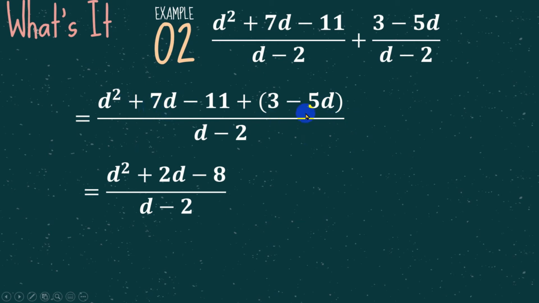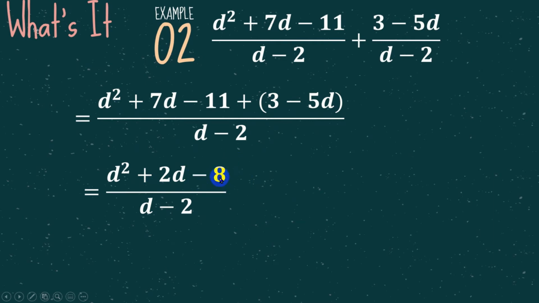Now, positive at saka negative, 7 minus 5 is 2d. And then here, negative 11 plus 3. So, pag pinag-combine natin yan, we have negative 8 all over d minus 2. So, yan yung ating denominator. Now, let us factor d squared plus 2d minus 8.